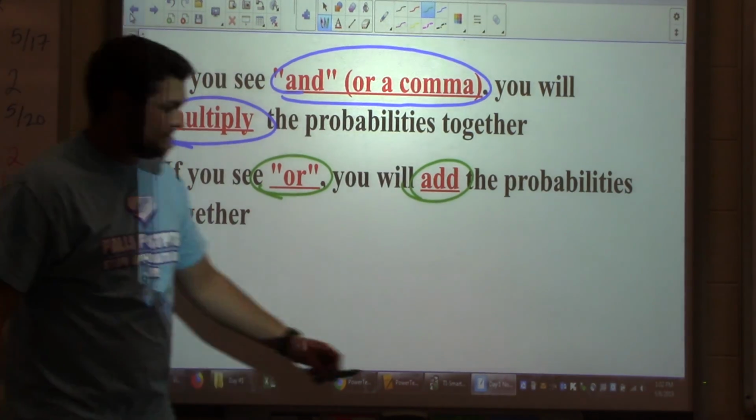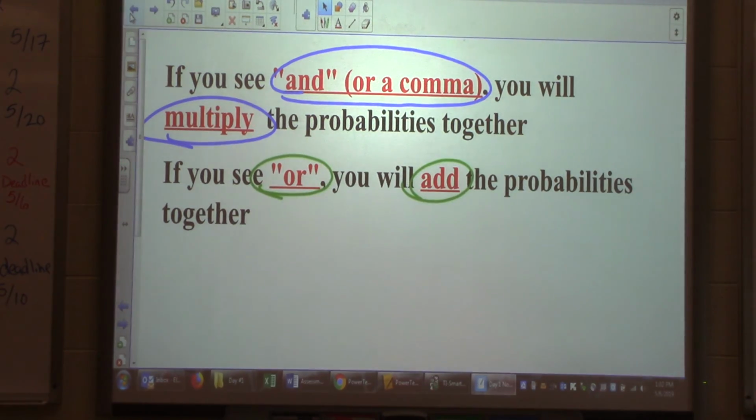What do we got today? Tests. We'll look at tests. We can.